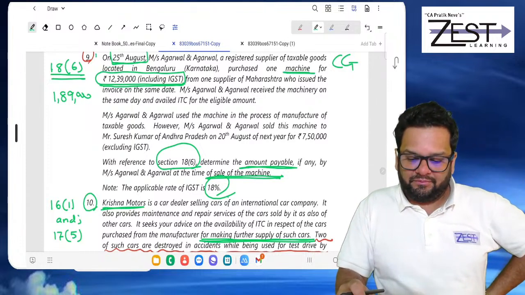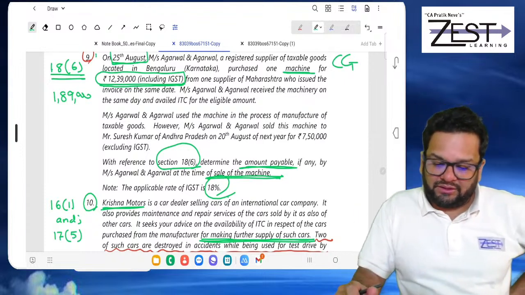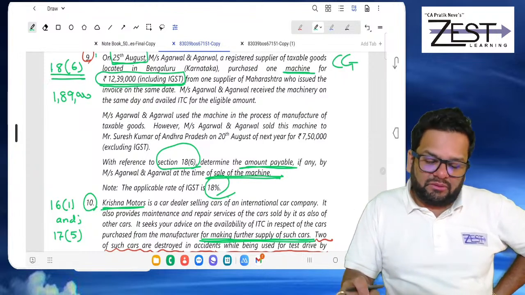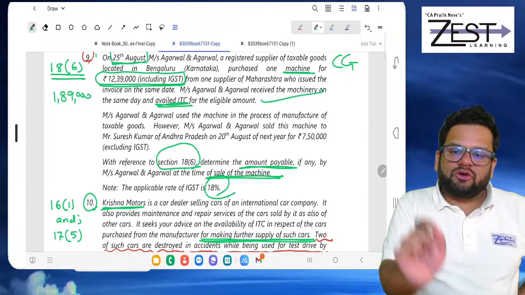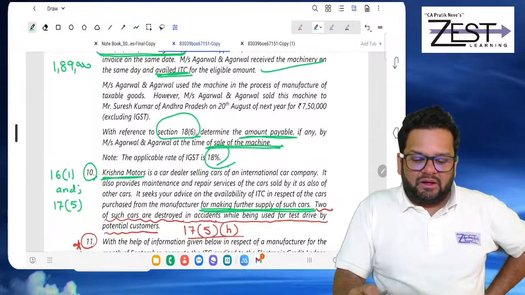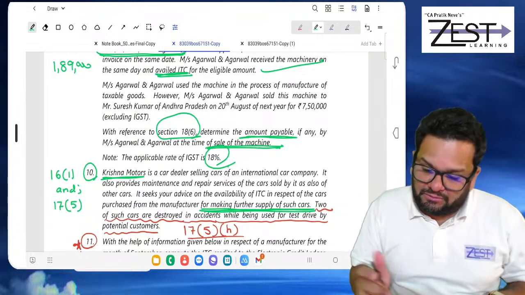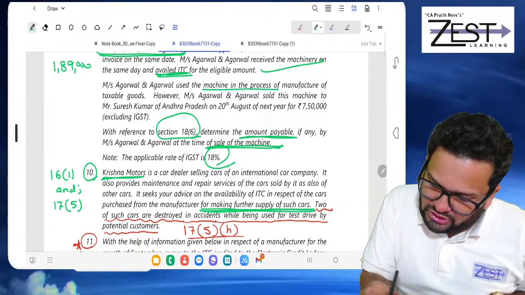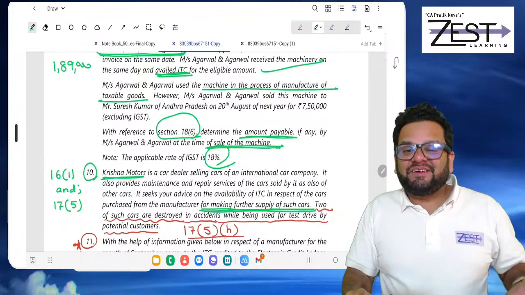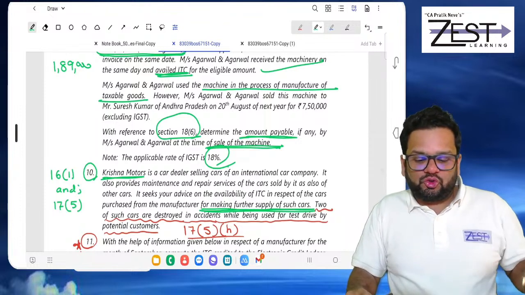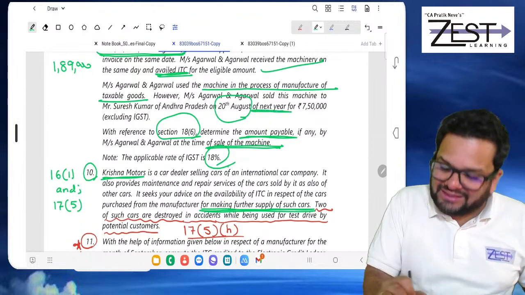See what has happened. From one of the suppliers of Maharashtra who issued the invoice on the same date, Agarwal and Agarwal received the machine on the same day and availed ITC. So they have availed ITC of this 1,89,000. Agarwal and Agarwal used the machine in the process of manufacture of taxable goods. So the machine is used in the process of manufacture of taxable goods. However, Agarwal and Agarwal sold this machine to Suresh Kumar of Andhra Pradesh on 20 August of the next year.